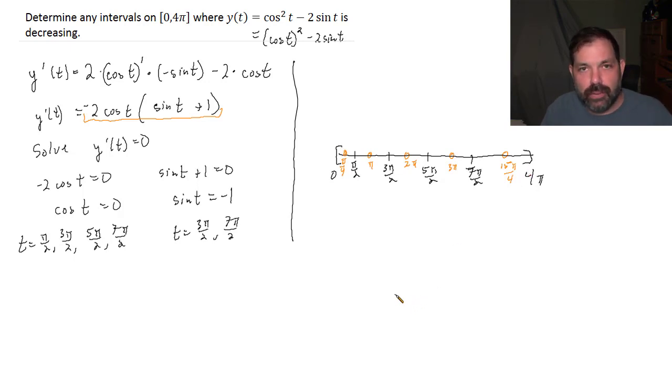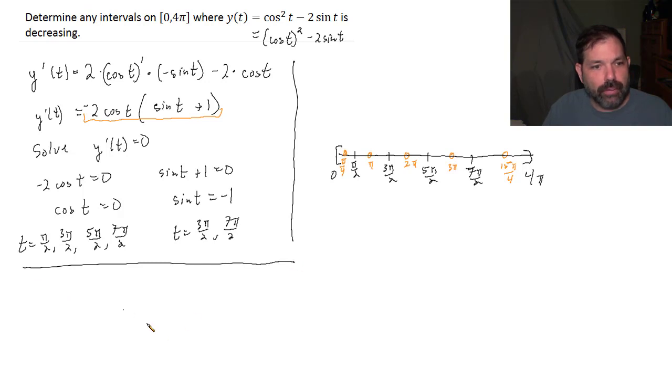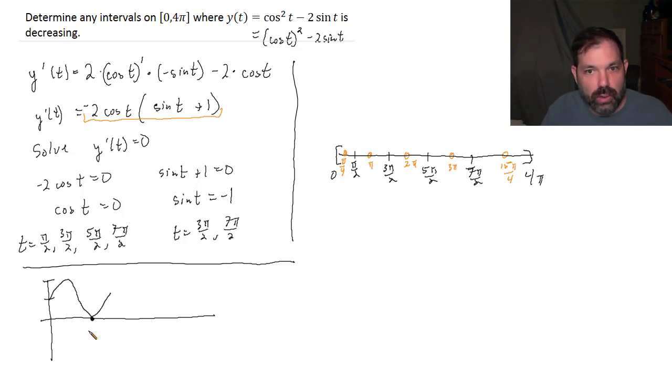This isn't actually that difficult. I know it might look like it's difficult, but it's not too bad. We have negative 2 times the cosine of t times sine t plus 1. If you remember back from trigonometry, the graph of sine t plus 1 would be the graph of the sine function shifted up 1 unit. So if we shift the sine function up 1 unit, it looks roughly like this, where it hits 0 but never goes below 0.